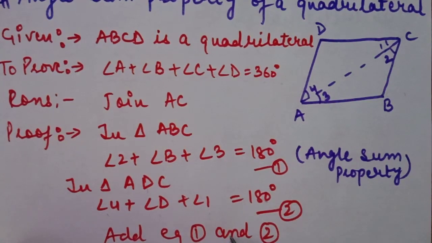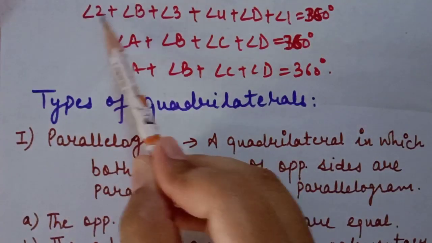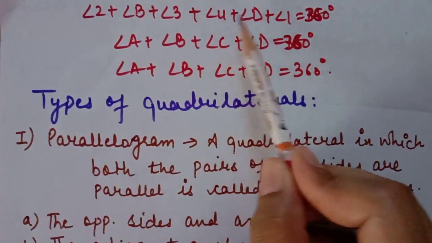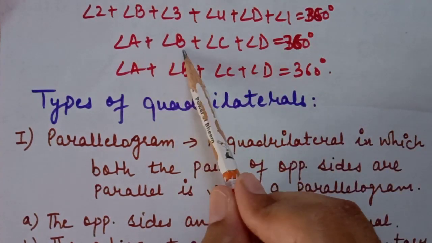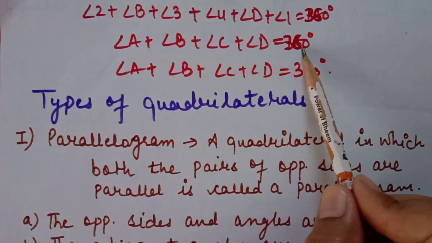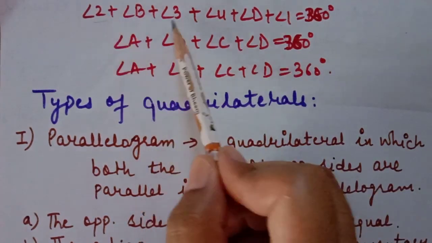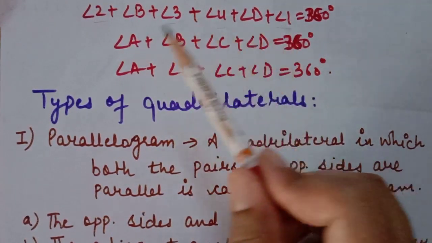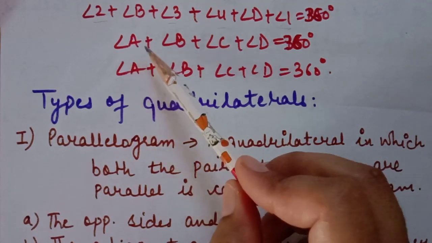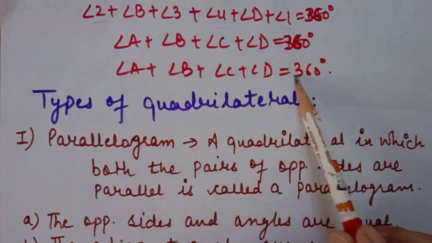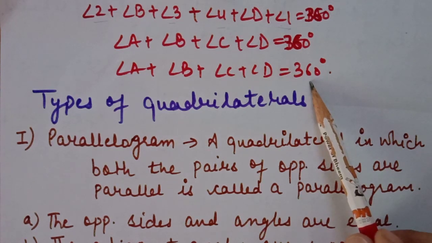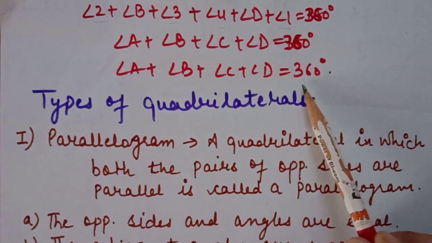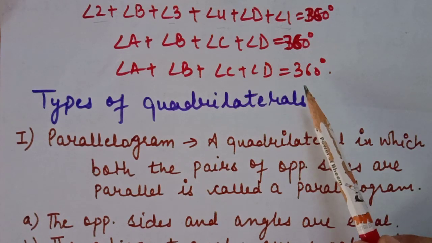Add equation number 1 and 2. Angle 2 plus angle B plus angle 3 plus angle 4 plus angle D plus angle 1 is equal to 360 degrees. A plus B plus C plus D is also equal to 360 degrees because we know that 2, 3, 4 and 1 are the combined angles in the form of angle A and C. So the sum of all 4 angles is equal to 360 degrees. It is the angle sum property, and we wanted to prove this, and this is proved. So we call it hence proved.